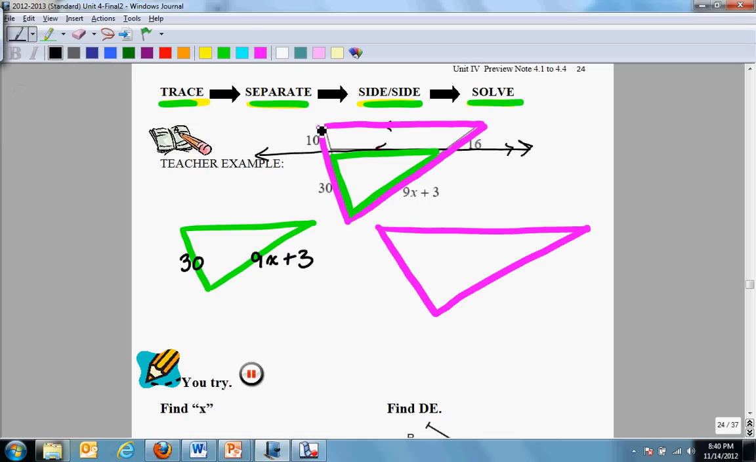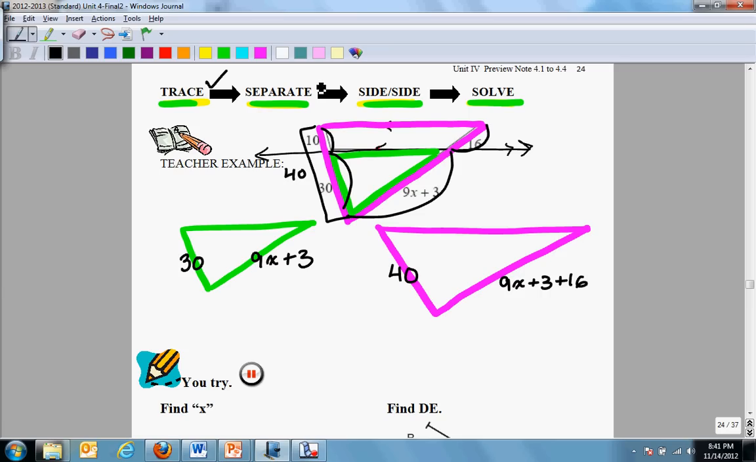Now be very careful on this larger one. Watch very carefully. This side length consists of 10 plus 30. So this larger side length here is 40. Watch out when you pull this apart that you add those up correctly. And then this side length consists of 16 plus that. So I'm going to go 9x plus 3 plus 16.